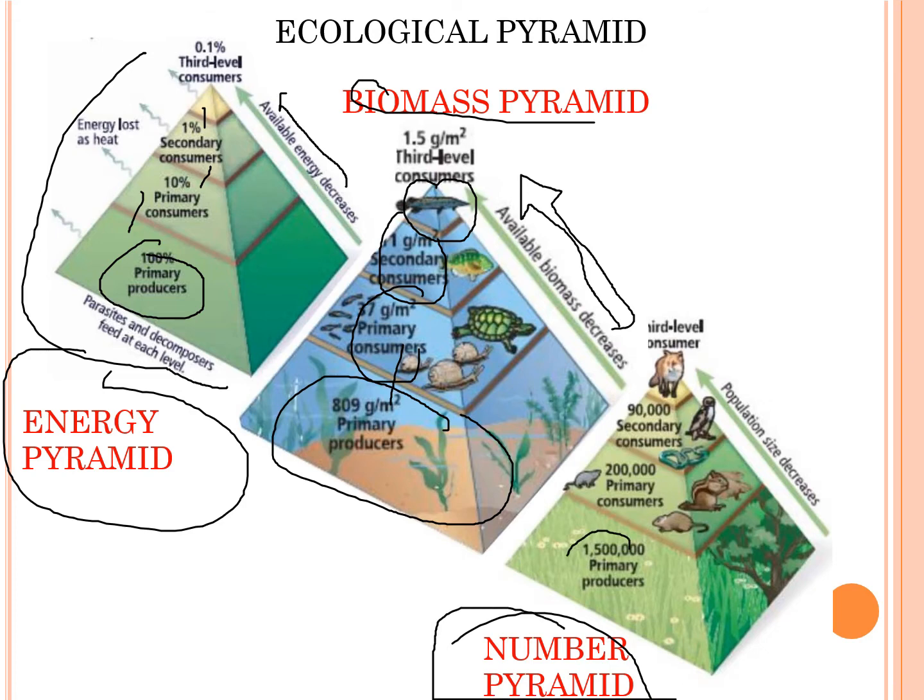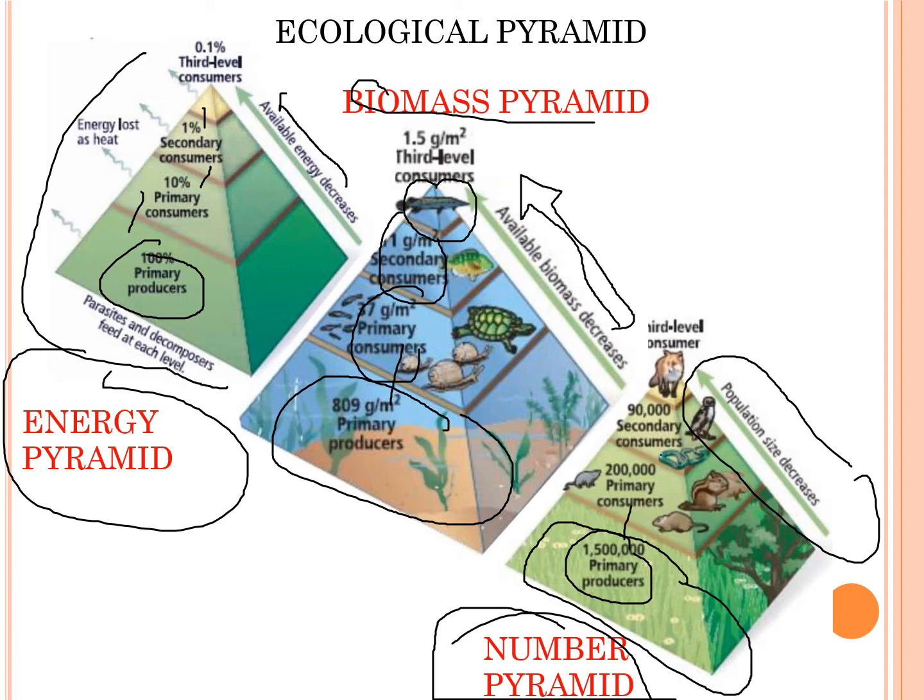The number pyramid starts with primary producers, moving to consumers, and from there we have primary, secondary and tertiary consumers. The population size decreases: the plants are many in number, whereas we have a smaller number of primary consumers, even fewer secondary consumers, very few tertiary consumers, and very few decomposers as well.